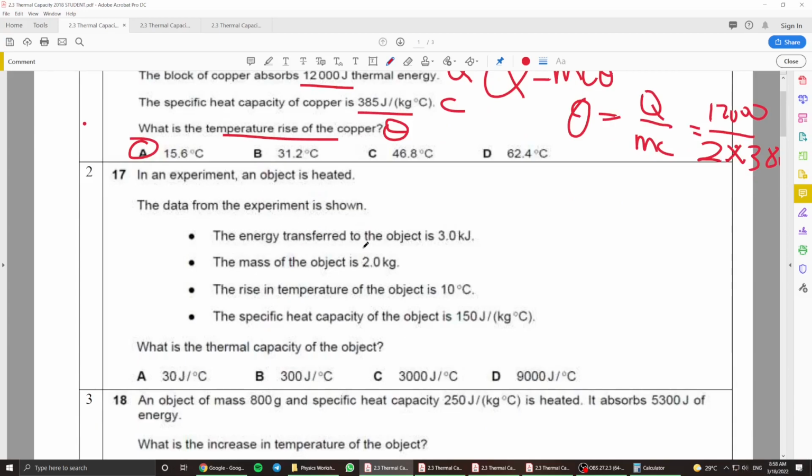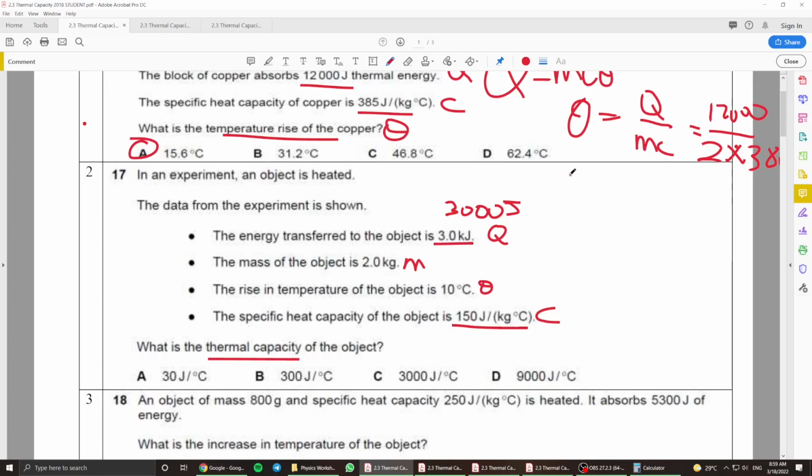The energy transferred to the object is 3 kJ, which is 3,000 joules. Right, this is going to be your energy. The mass is 2 kg. The rise in temperature is 10 degrees Celsius, and the specific heat capacity of the object is going to be this amount. What is the thermal capacity of an object?